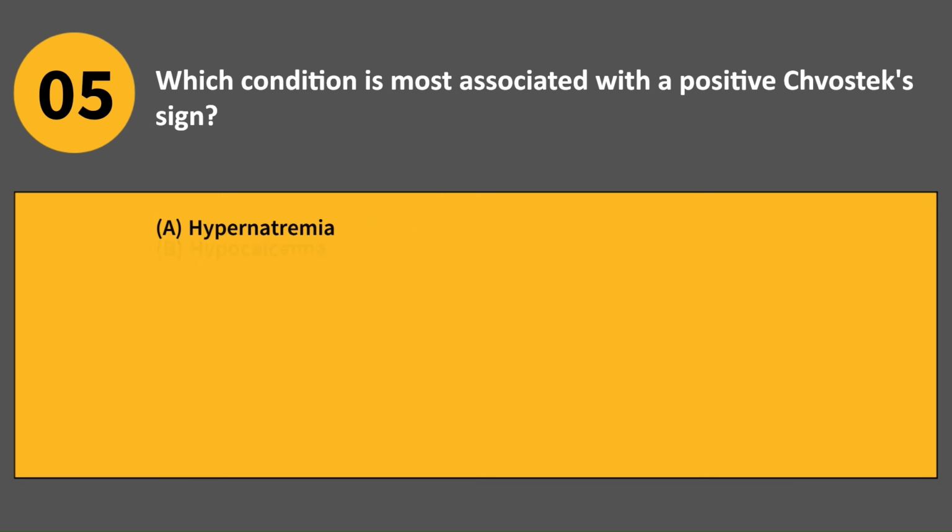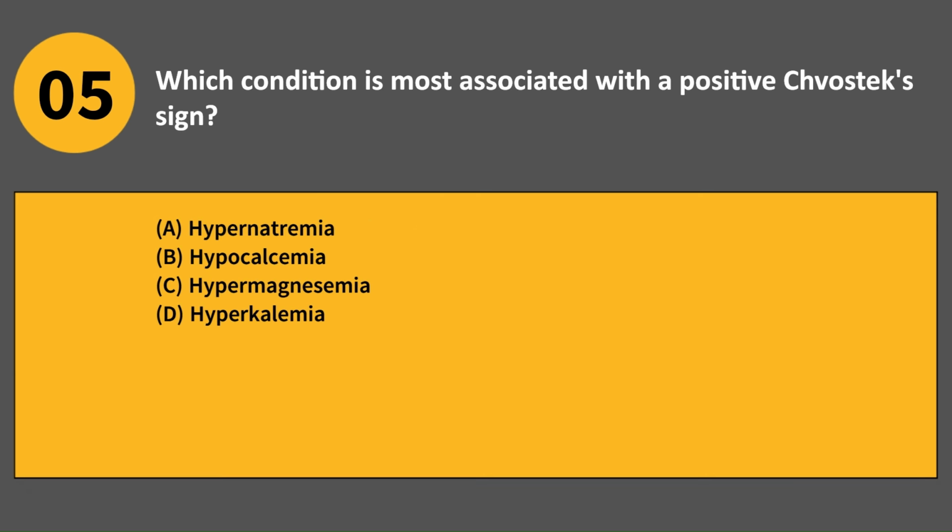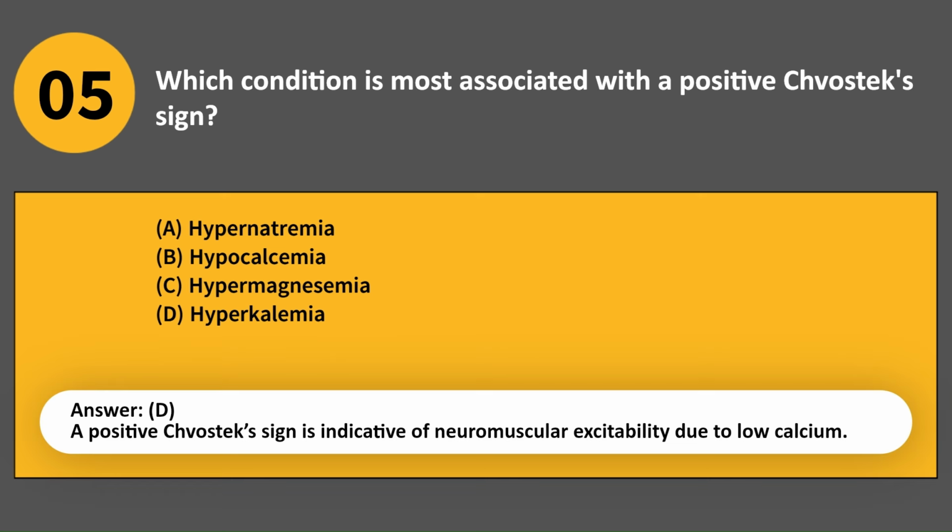Which condition is most associated with a positive Chvostek sign? A. Hypernatremia. B. Hypocalcemia. C. Hypermagnesemia. D. Hyperkalemia. Answer D. A positive Chvostek sign is indicative of neuromuscular excitability due to low calcium.